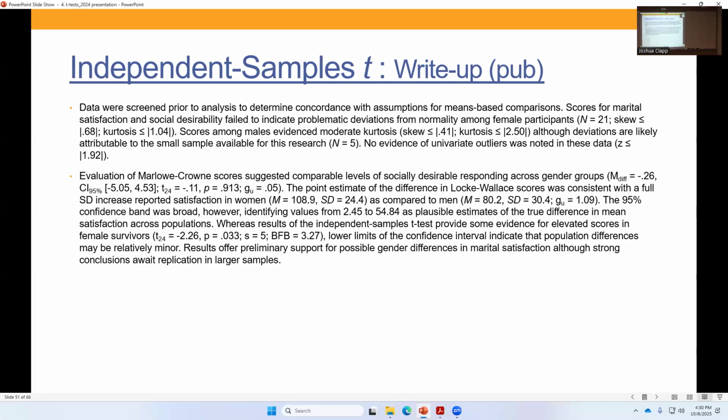So, okay, here's a results section. Here's the data screening. Here's what I found, right? It's larger than just saying I found a significant effect and not a significant effect for this, but it's arguably far more informative and useful for what you're writing up. Publication.